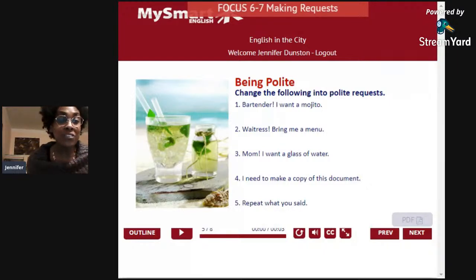These are all ways of making polite requests, and it's even more polite when you tack please at the end. Could I have a mojito, please? Now here, the polite request just is, could I have a mojito? But it's a lot nicer if you have please at the end. Number 2, waitress, bring me a menu. I'm hungry, bring me a menu.